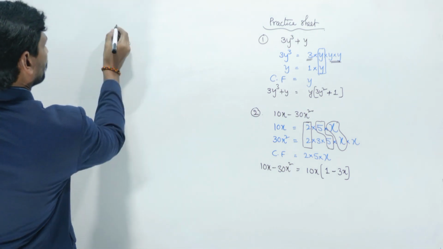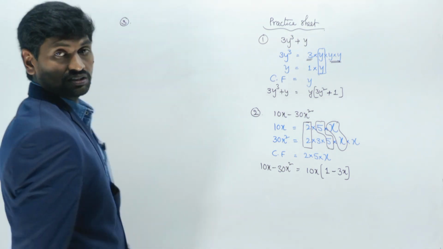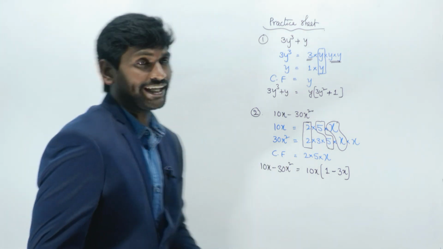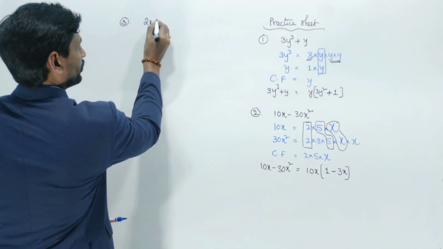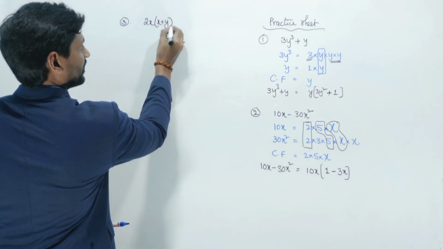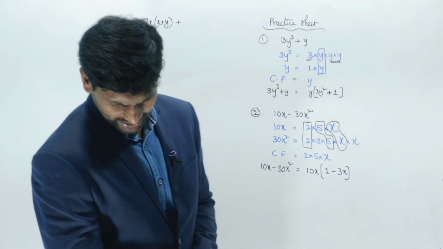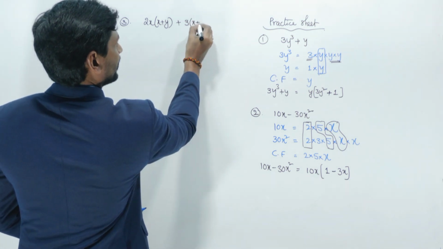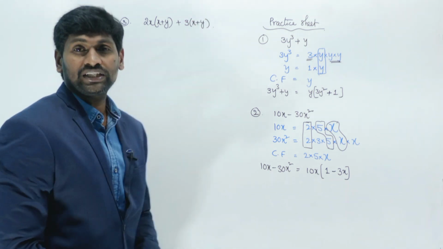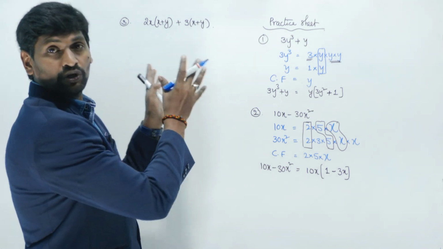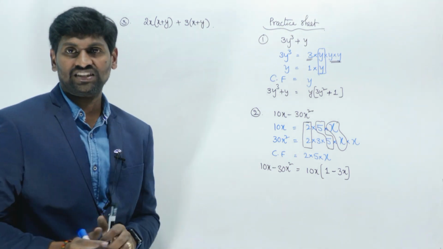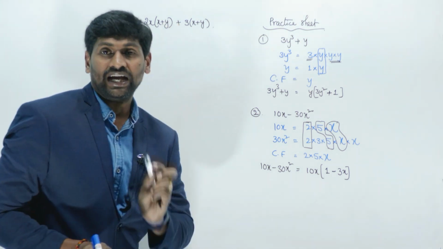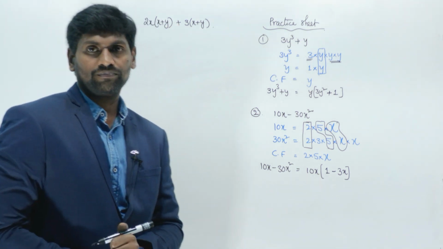Yeah, the third problem is given that 2x into x plus y, 2x into x plus y plus second term is 3 into x plus y. Now here onwards I am going to write factorization. That means I am going to write this expression as product of factors directly by looking at the first term and second term and identify the common factor between them.